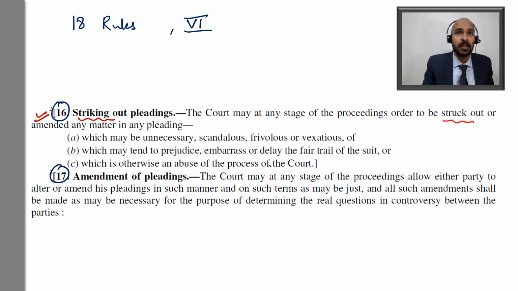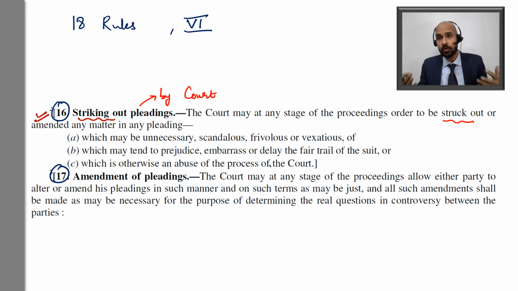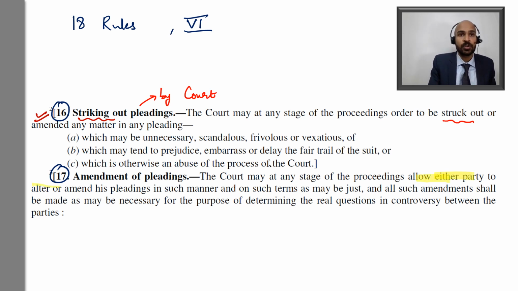So this is done by the court because the pleadings are not correct. The other thing is that maybe you've made a mistake in the pleading and you may want to bring some changes. So in such a scenario, the court may allow a party to go ahead and change their pleadings. So you can alter or amend your pleadings, and that is allowed and provided for under Order 6, Rule 17. Now you have a pretty fair idea of what Order 6 is.